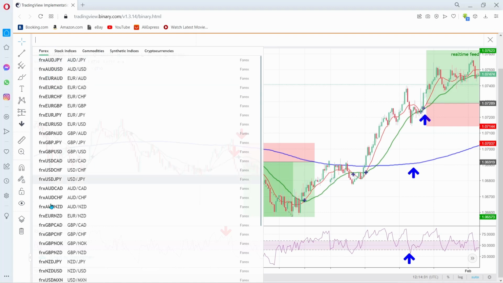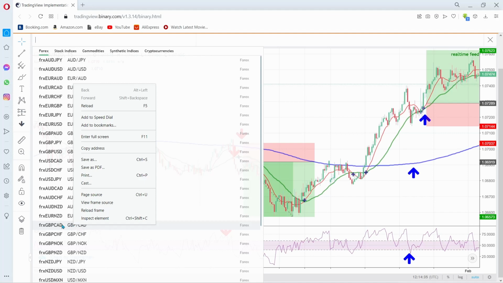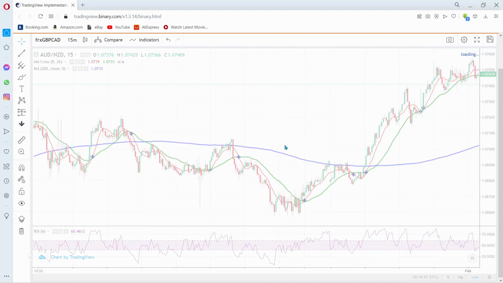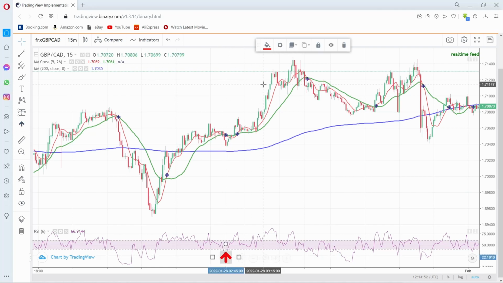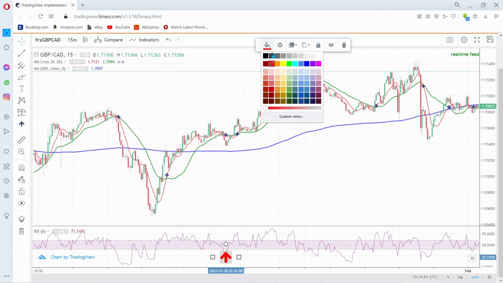So right now, let me just pick anything, GBP CAD. I'm just showing you only one. As you can see, this is a buy signal. It's that simple. Then after this, guys, I will show you as promised.